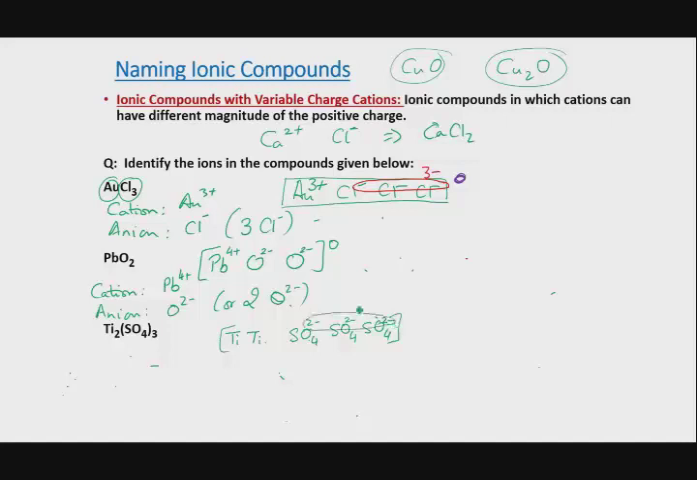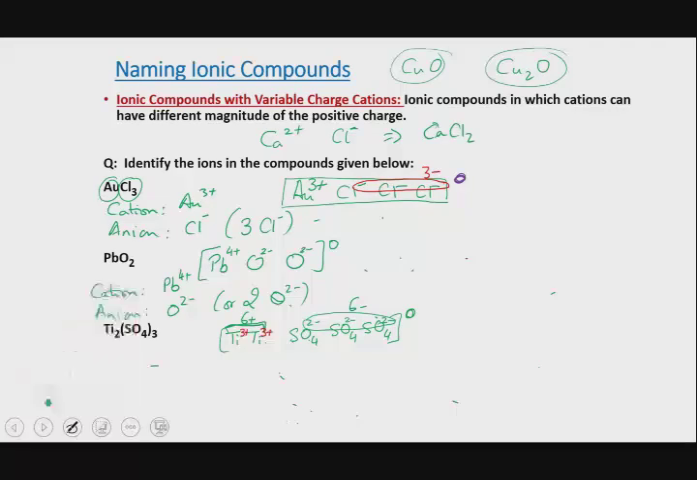which means that the total negative charge is 6 minus. And remember, the overall net charge of the formula unit has to be 0, which means that the total positive charge has to be 6 plus. But now that 6 plus is being shared by 2 titanium ions. So what should be the charge on each titanium ion? Exactly. Each titanium ion will have to be 3 plus.